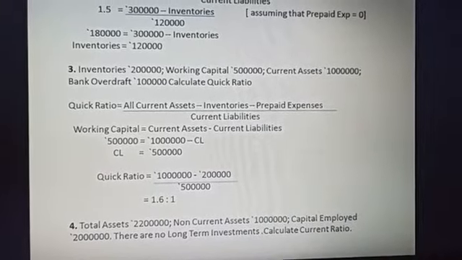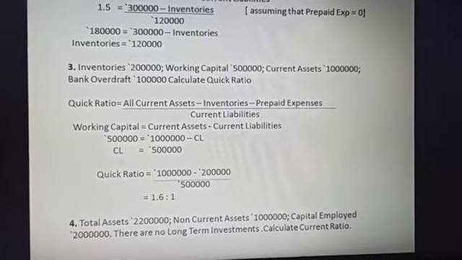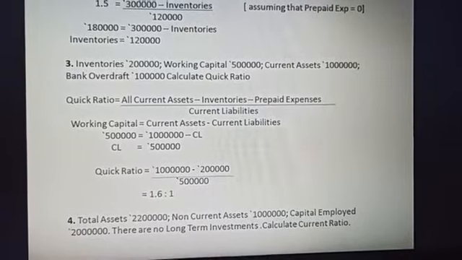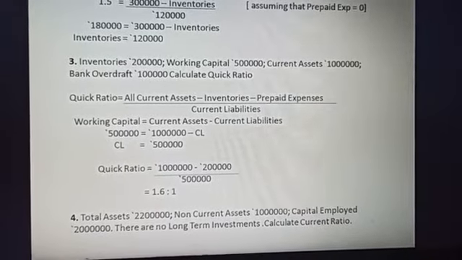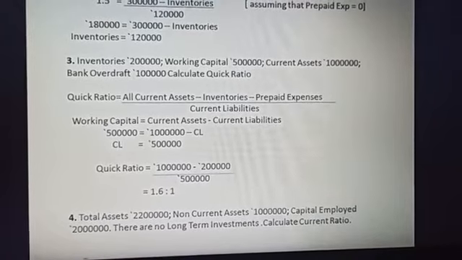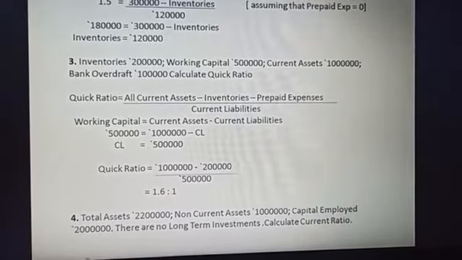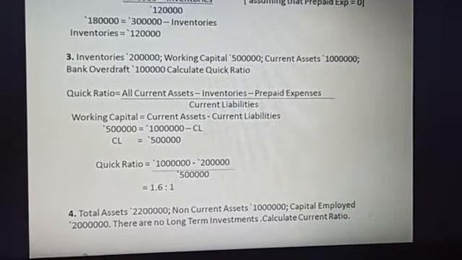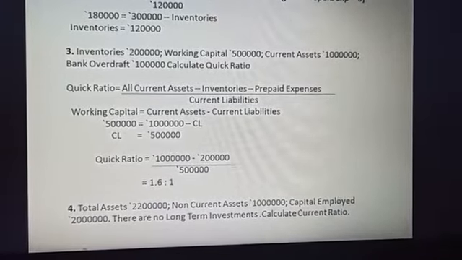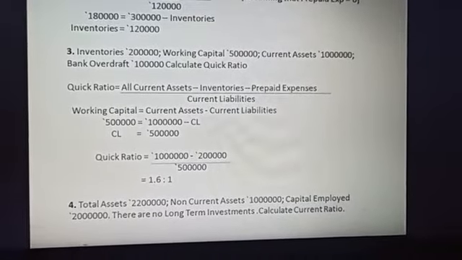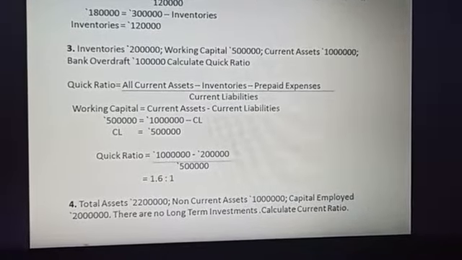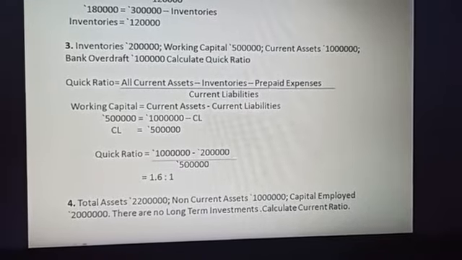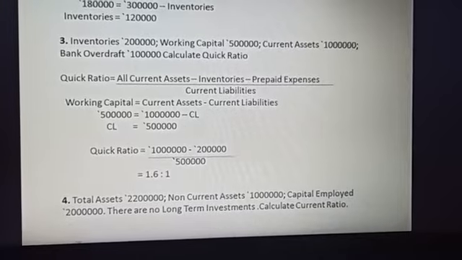Third sum, inventory is given 2 lakh, working capital is given 5 lakh, current assets is given 10 lakh, bank overdraft 1 lakh. We are asked to calculate quick ratio. Quick ratio equals all current assets minus inventories minus prepaid expenses divided by current liabilities, as we all know. Working capital, now this is new, equals current asset minus current liabilities. Please note the formula for working capital, that is current asset minus current liabilities.